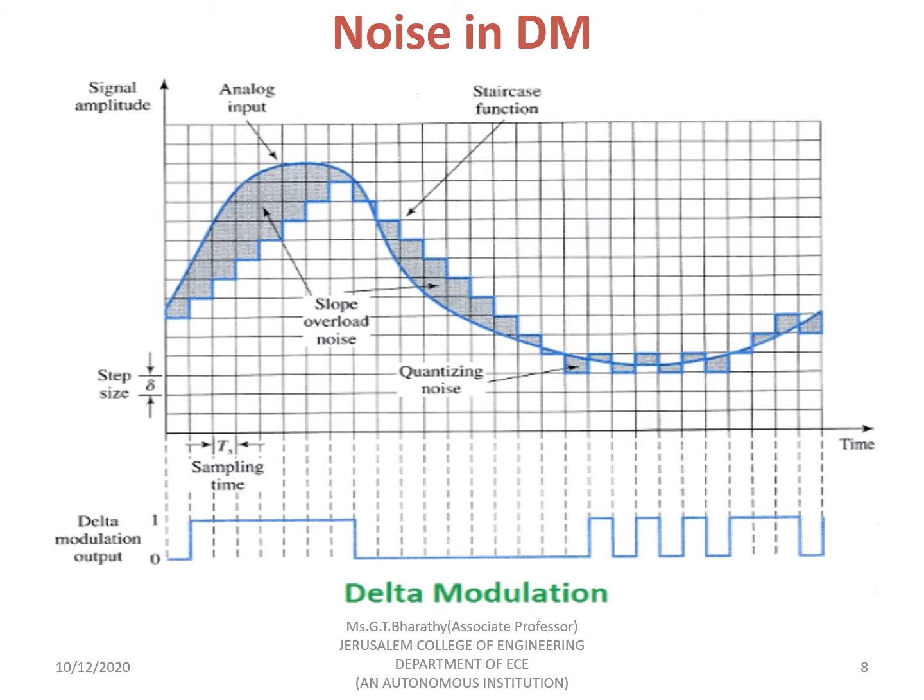This slope overload noise will occur for a steeply varying input signal, where there is a rapid increase in the amplitude, but the step size is going to be small. The step size we have fixed here as some value delta, which is going to remain constant throughout. Since it is only delta here, there is a difference between the actual amplitude and the amplitude of this staircase approximated signal. This we call slope overload noise, occurring due to a lesser value of step size.